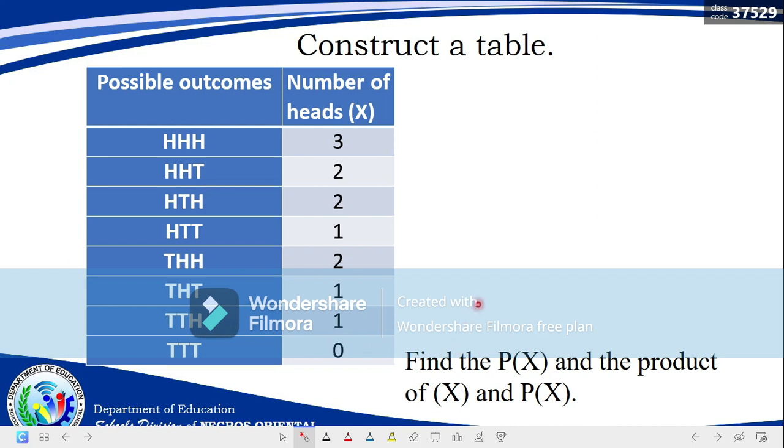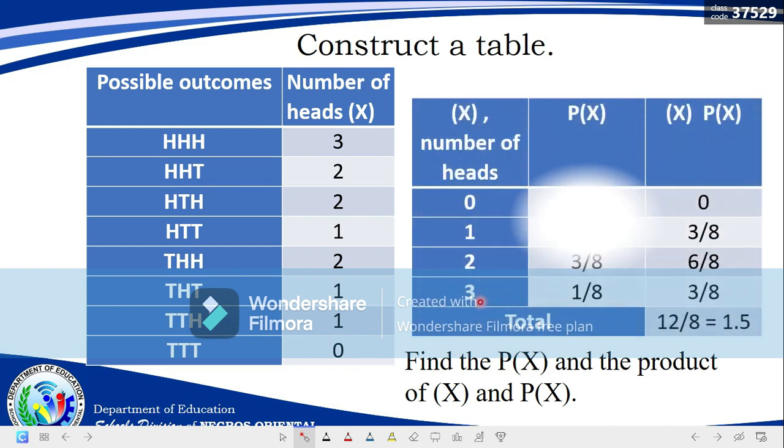So find the P of x and the product of x and P of x. You will have another table after these possible outcomes. You will have your x as the number of heads, and you will also have P of x. For the number of heads is 0, since you toss the coin 8 times, the number of outcomes wherein the number of heads is 0 is 1/8. Then for the number of heads that is 1, there are 3 possible outcomes, 3/8. The probability where the number of heads is 2 is 3/8, and the probability that you will have 3 as the number of heads is 1/8.